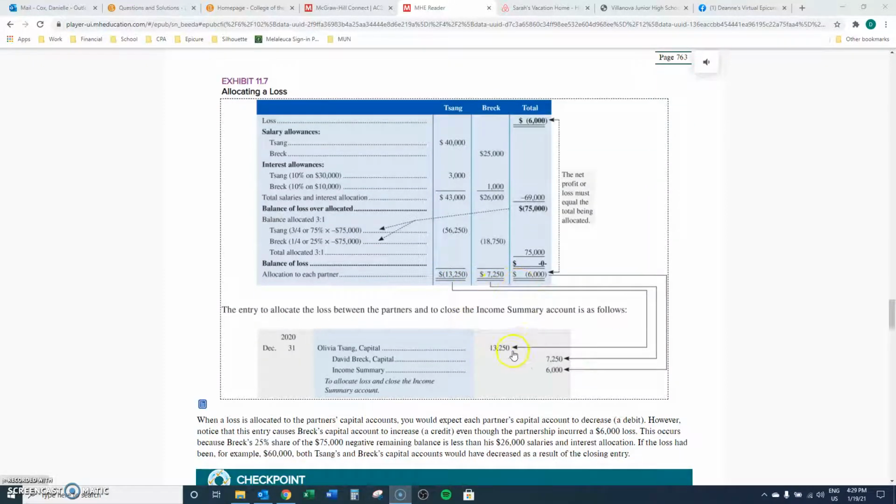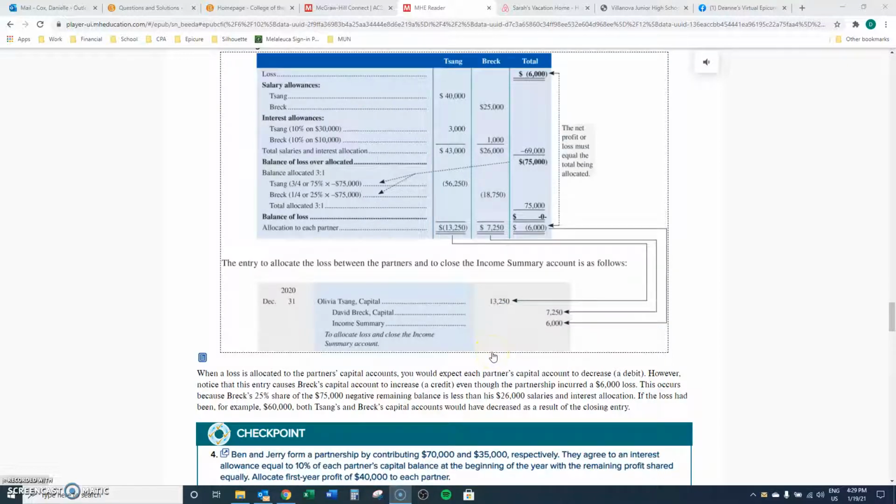So here we're closing at our income summary, but because it was a loss, it's a credit. And this partner, we credit their capital account, but this one has a negative amount, so we're going to debit their capital account.